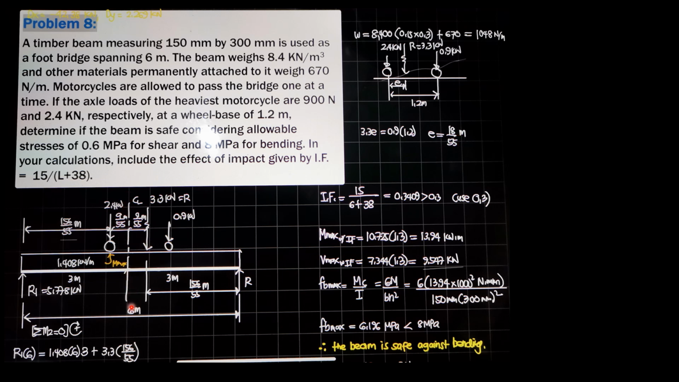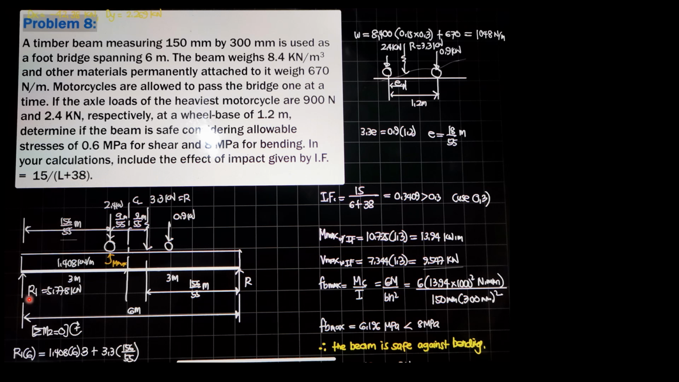So if this is the center line, this is the heavier load, 2.4 kilonewtons, and the distance of the heavier load from the center line is half of 18 over 55, so 9 over 55 meters. Same is true with the resultant. Its distance from the center line is 9 over 55. Therefore, the distance of the heaviest load from the left support would be 3 meters, half of 6 meters, minus 9 over 55, so 156 over 55 meters. That's also the same distance of the resultant from the other right support, 156 over 55 meters.